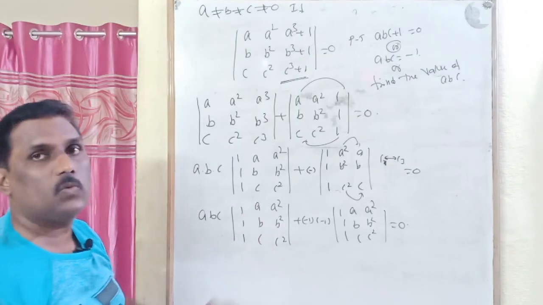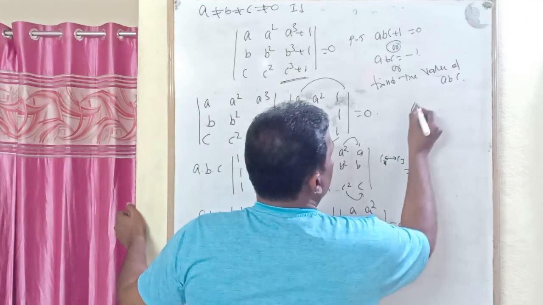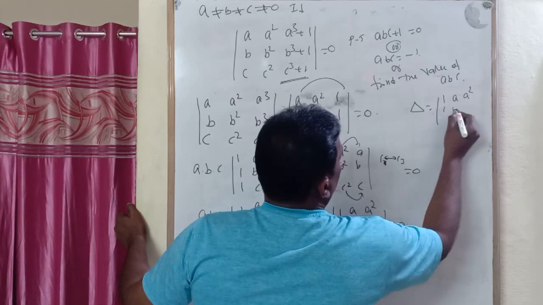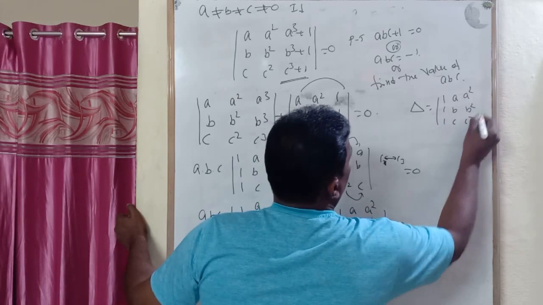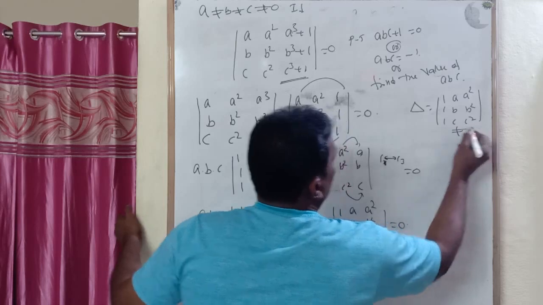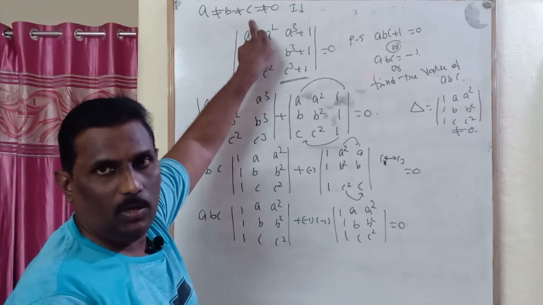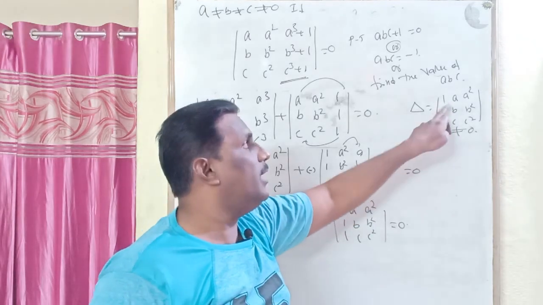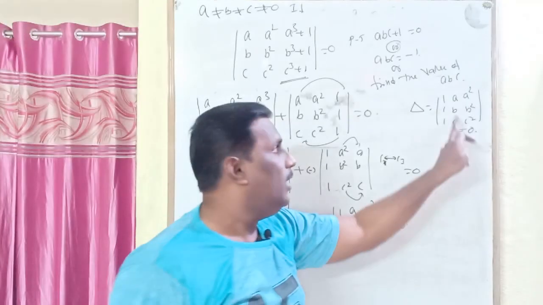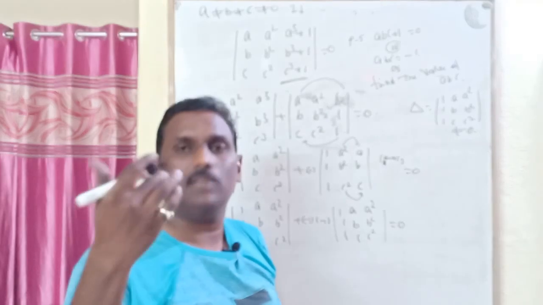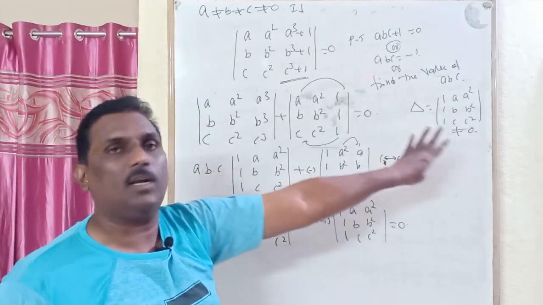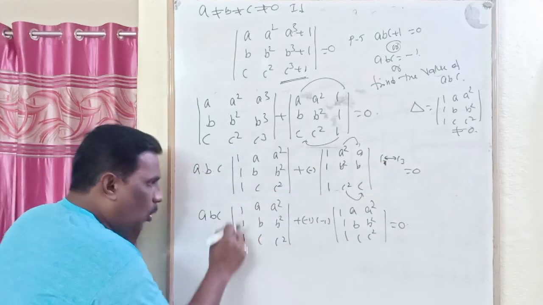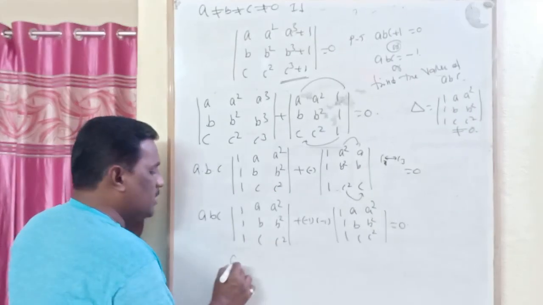1a, a square, 1b, b square, 1c, c square. Let this be delta. And this is not going to be 0 because they are not equal to zeros. A is not equal to 0, B is not equal to 0, and A, B, C are not equal. If A, B, C are equal, then two rows equal become 0, but that is not the case. Clearly given that the determinant is not equal to 0, indirectly it is given. It is not equal to 0.